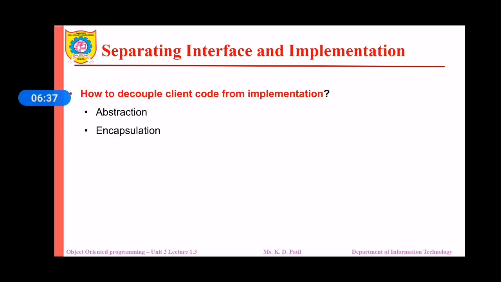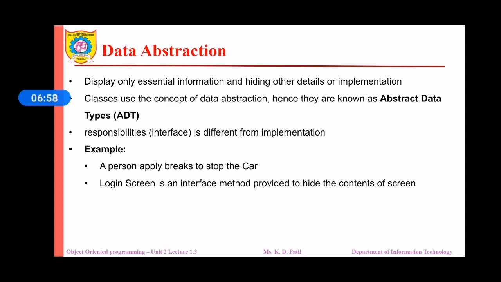Now let us see how to separate the client code from the implementation. There are two basic principles in object-oriented programming which guarantee to separate the interface from the implementation. The first one is abstraction and the second one is encapsulation. Let us see what is abstraction.